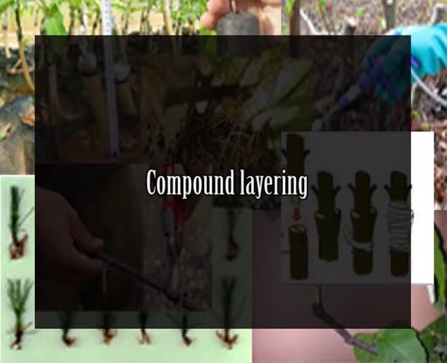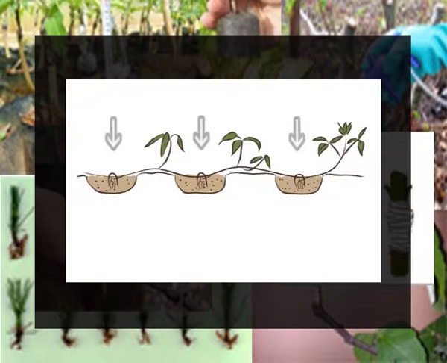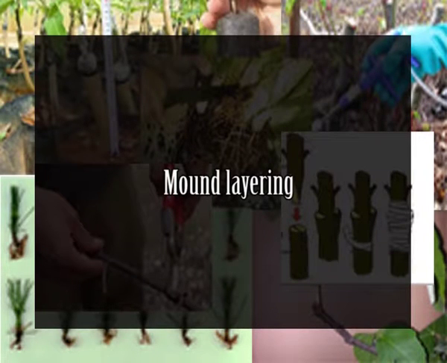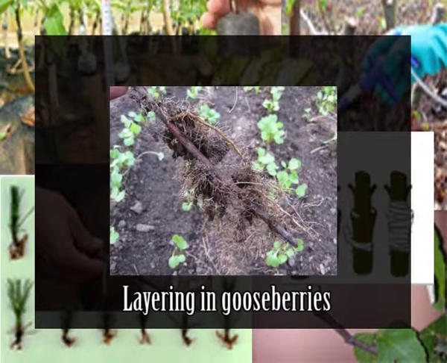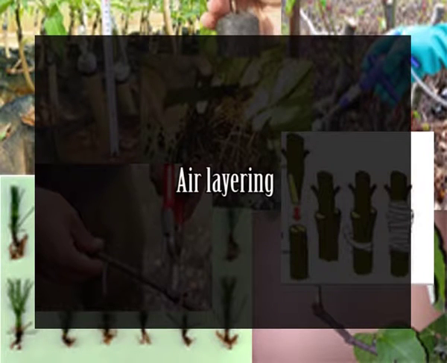Another method, compound layering. This method works for plants with flexible stems. The stem is bent to the rooting medium as for simple layering, but alternately stem sections are covered and exposed. Another method, mound or stool layering. In this method, the plant is cut back to 1 inch above the ground in the dormant season. The emergent shoots are mounded with soil in the spring to enhance their rooting, and the examples include gooseberries, apple stocks, etc.